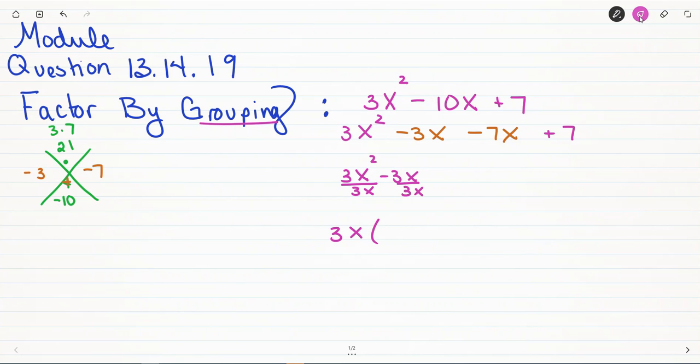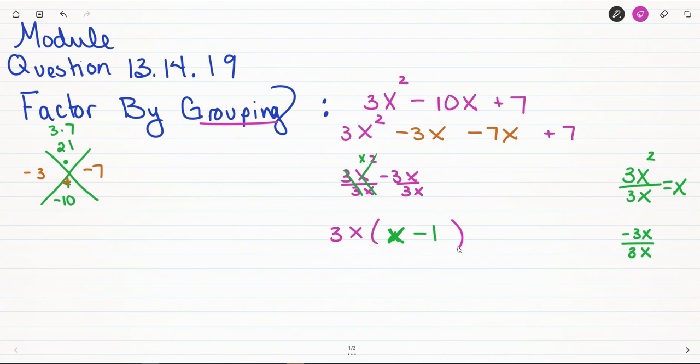So 3x squared divided by 3x, when I do that division, 3 goes into 3, and then x squared divided by x gives me x. So what you might be thinking of is off to the side, what is 3x squared divided by 3x? And the answer is x. So that green x is what goes inside the parenthesis. And then I do the same thing to the negative 3x. What is negative 3x divided by this common factor 3x? And the answer is negative 1.